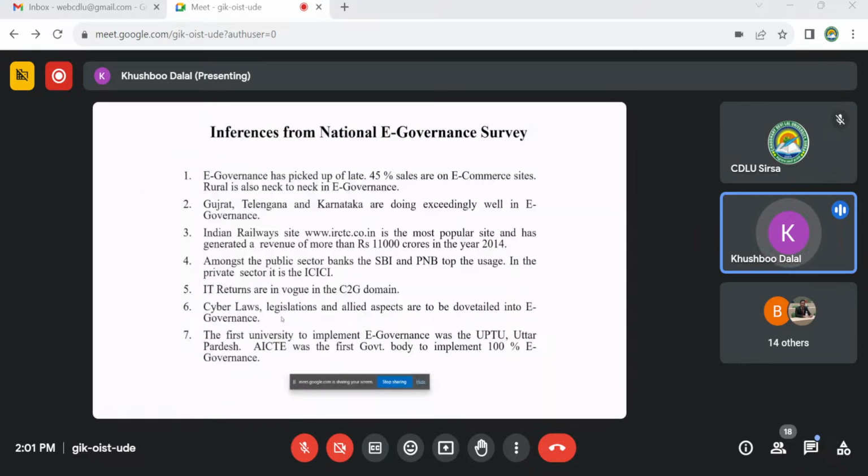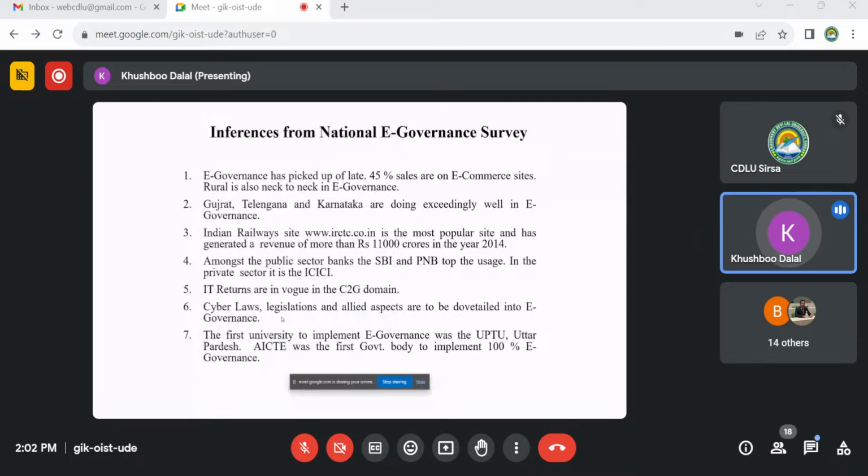Inferences from National E-Governance Survey. E-governance has picked up of late, 45% of sales are on e-commerce sites. Rural is also neck and neck in e-governance. Gujarat, Telangana and Karnataka are doing exceedingly well in e-governance. Indian Railways site is the most popular site and generated a revenue of more than 11,000 crores in the year 2014.